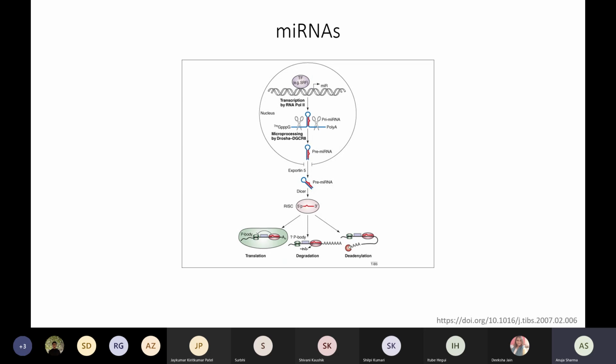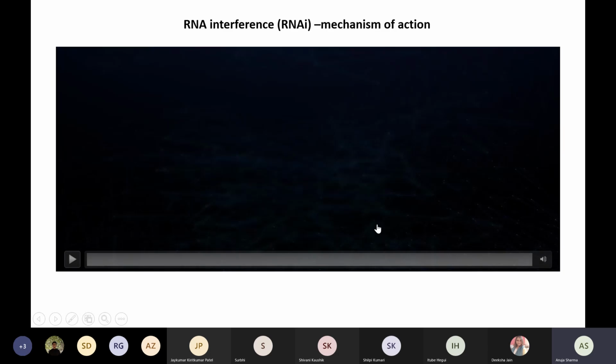slide is given. Primary miRNA is processed to precursor miRNA, which is exported to the cytoplasm. This precursor is cleaved through Dicer similarly, and RISC takes it to its respective targets and degrades it. So here is a short video that will be helpful for your understanding of this mechanism of action of RNAi. I'll just play it. Look at it very carefully.